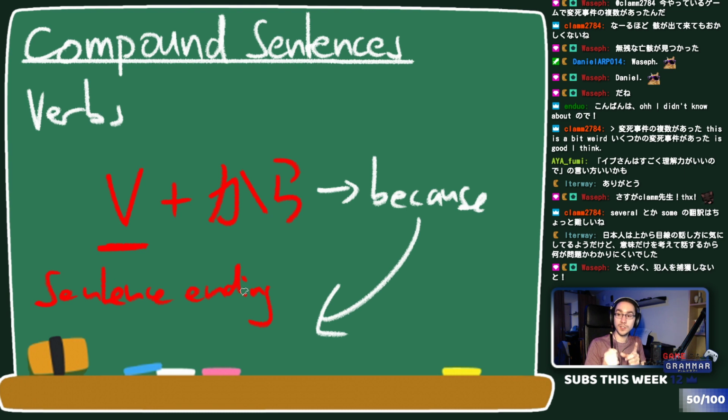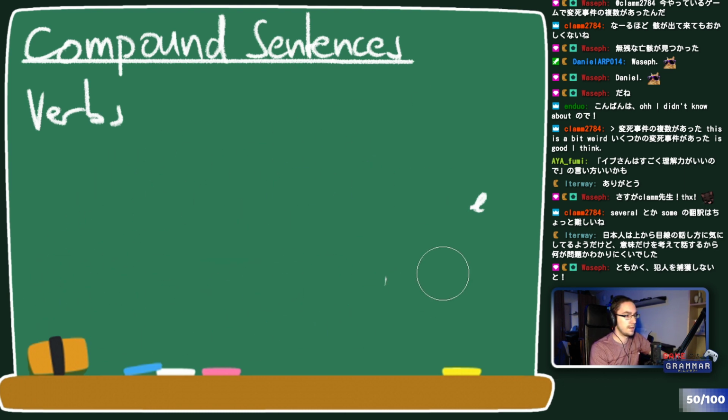And that does include past tense forms, okay? So sentence ending forms can also be past tense. So let's make an example with neru, for example. Neru is a good one, right? So let's do a past tense.